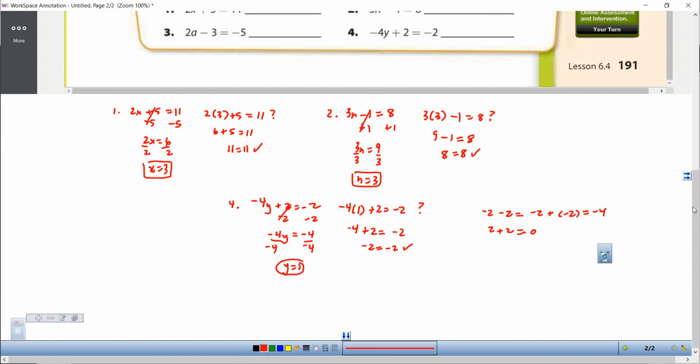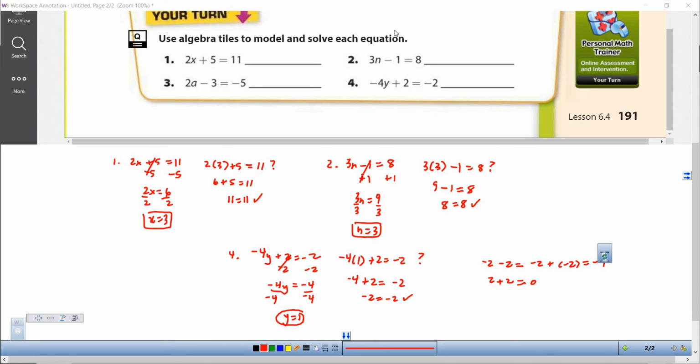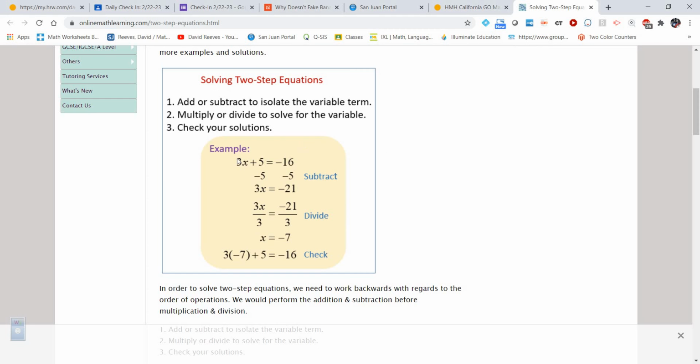It checks. All right. So once again, when you are solving a two-step equation, first thing you're going to do is add or subtract. Remember the opposite. So if the equation has subtraction, you add. If the equation has addition, you subtract. All right. Then you're going to multiply or divide. Same thing. If the equation has multiplication, you divide. If the equation has division, you multiply. And then it's always a good idea when you're done to check your answer.